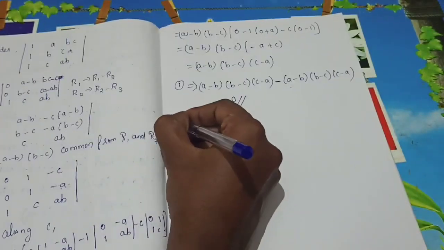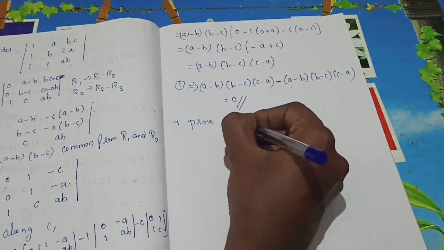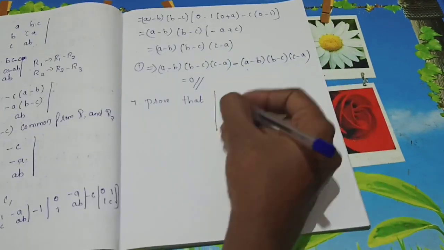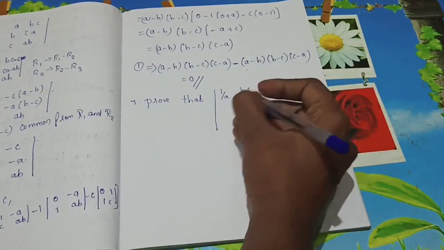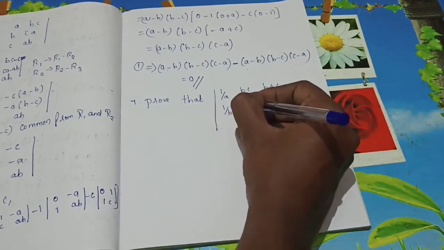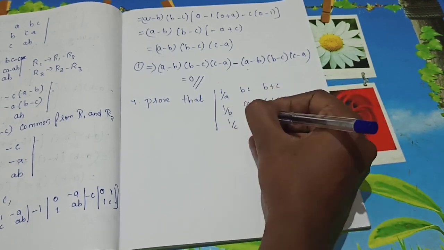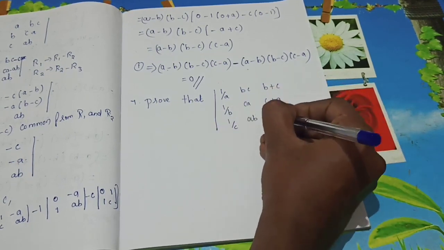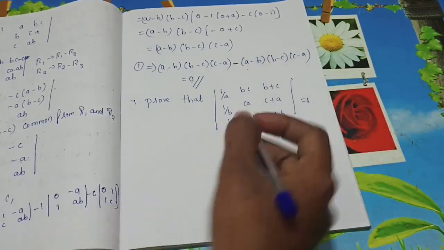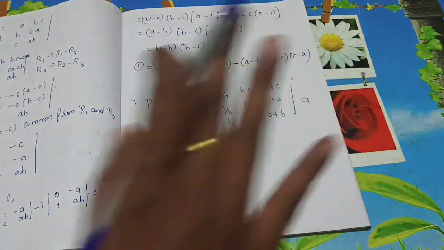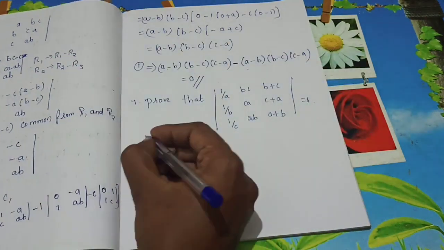Another problem. Prove that the determinant of [1/A, BC, B plus C; 1/B, CA, C plus A; 1/C, AB, A plus B] is equal to 0. Very simple question. This problem also we can expand along C1 and complete it, and you will get 0. There is an easy way if you are using the property.